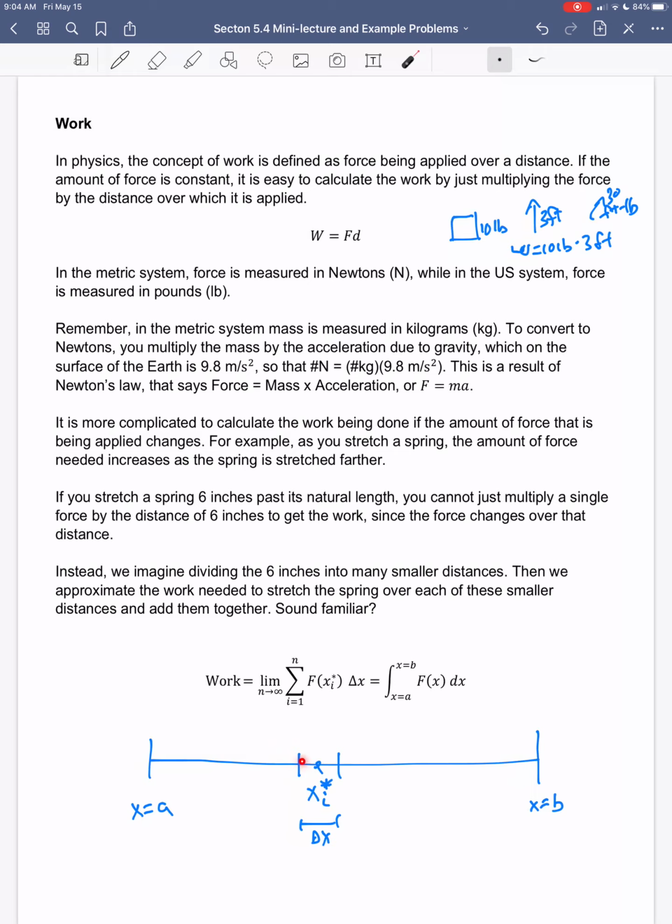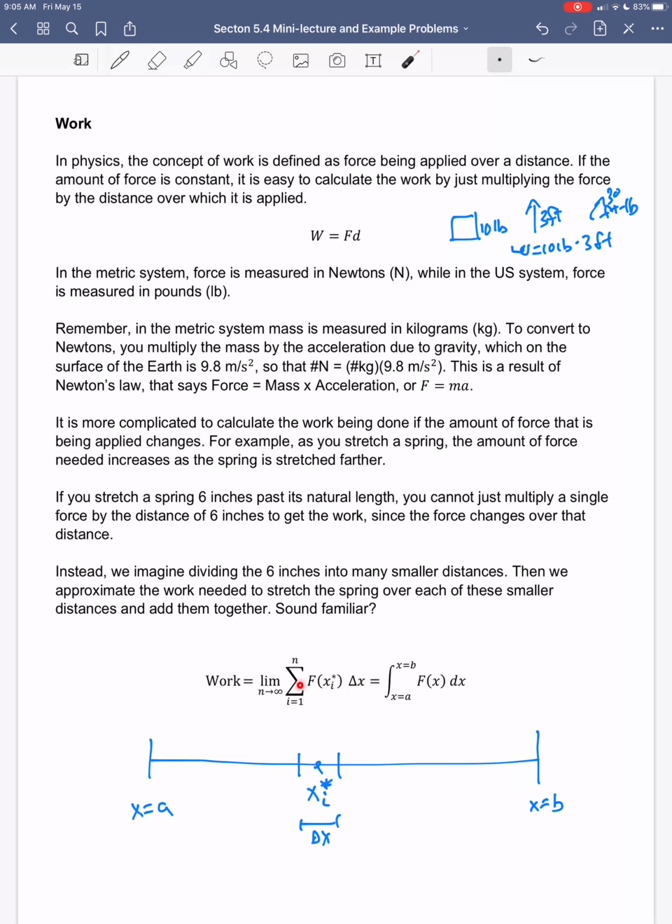I know the force is actually changing even over this little subinterval, but I'm just going to take a force somewhere in that subinterval. So I'll evaluate that force at this representative x-coordinate. That gives me a force I'll assume is constant over the whole subinterval. I know it's not, but we'll take care of that in a second. So that's the force over this subinterval. How far am I applying this force? Well, it's over this distance delta x. So that's the amount of work that I do on this little subinterval.